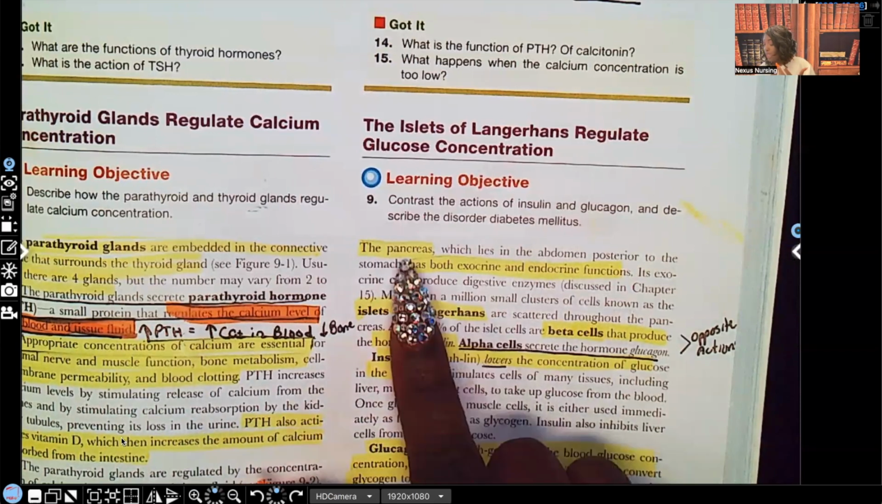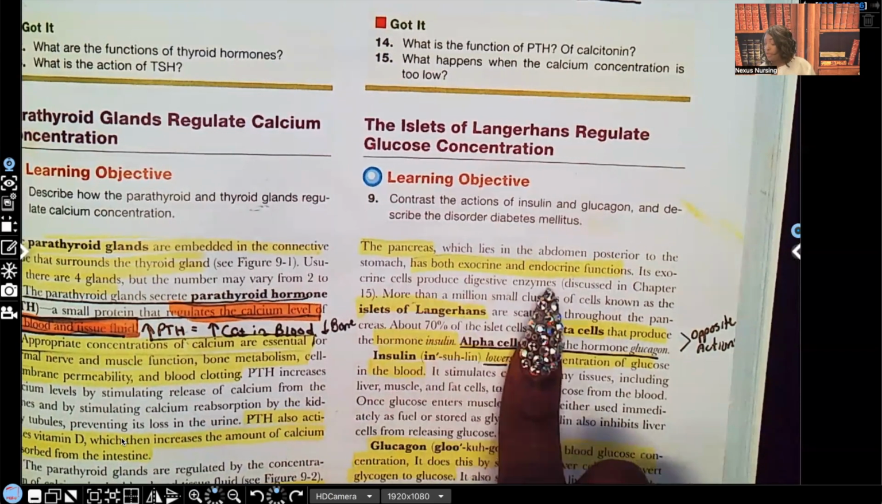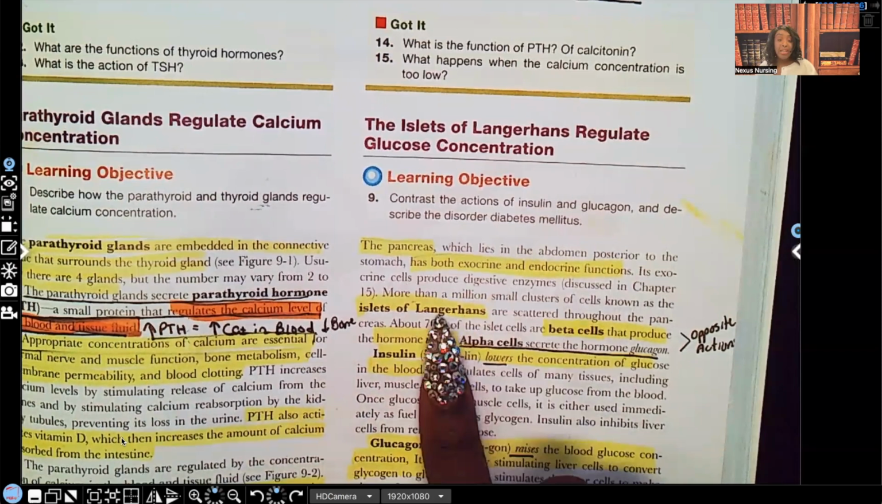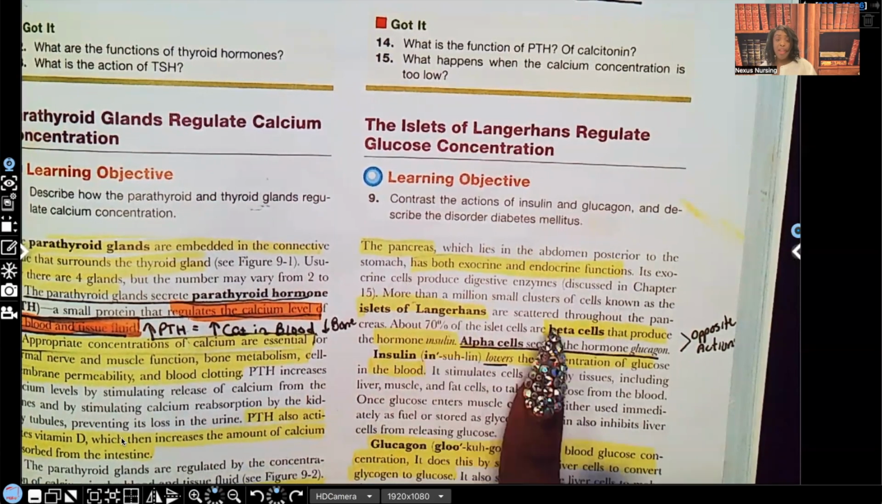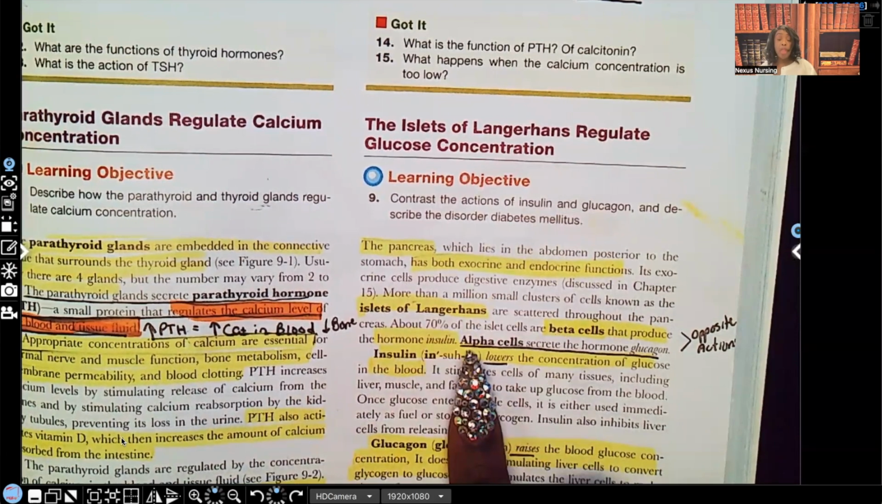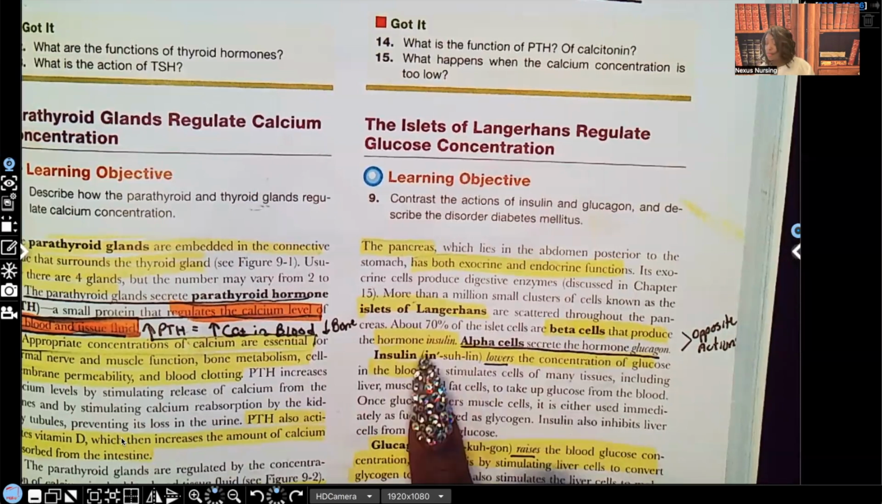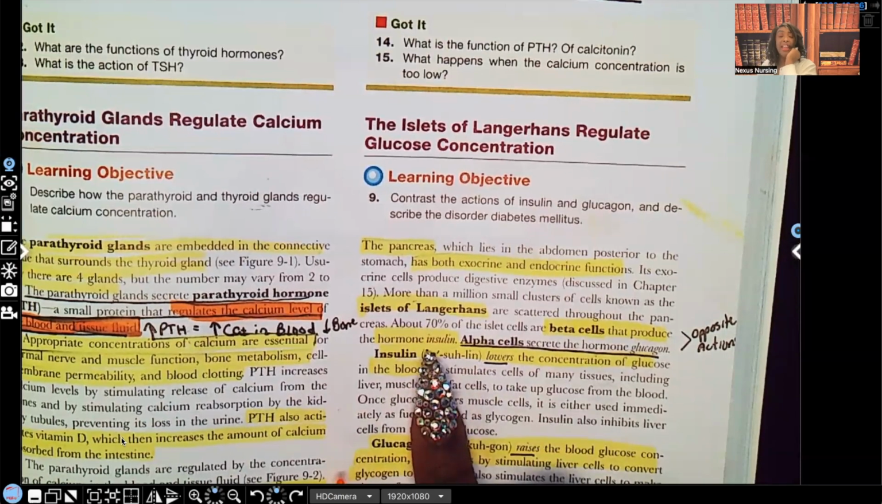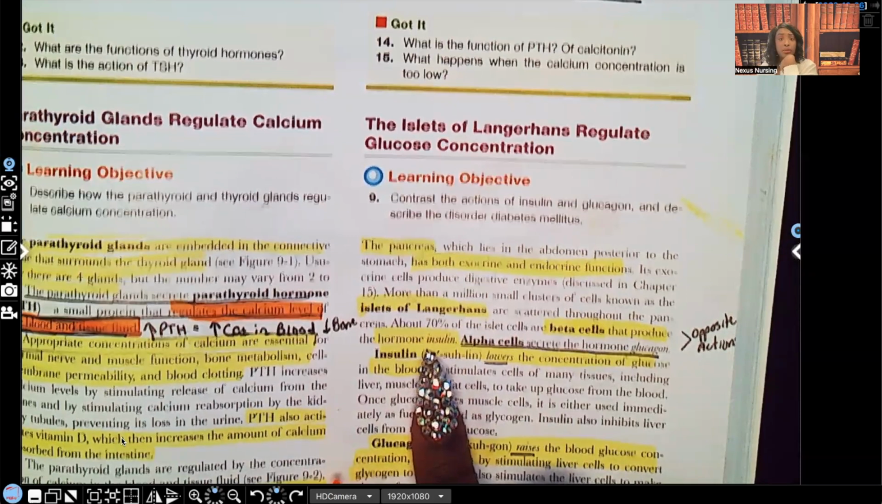So let's get started. The pancreas has both exocrine and endocrine functions. We have islets of Langerhans, and in the islets of Langerhans, that's in the pancreas, guys, you have beta cells and alpha cells. Both of them are important. Let's find out why. Beta cells produce the hormone insulin. Insulin is what decreases the patient's glucose levels.